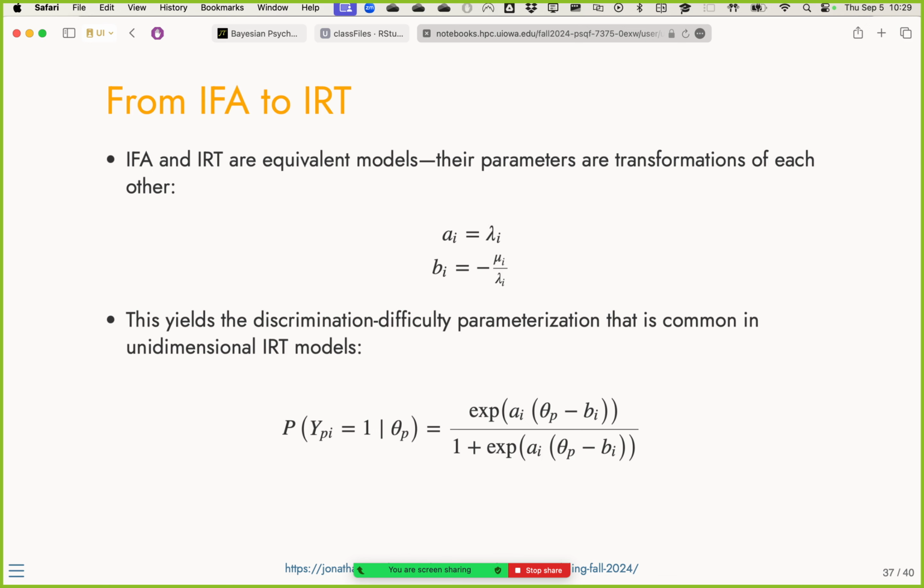All right? So I might say discrimination. I might say loading. They both mean the same thing. Or I might say slope. That may say the same thing. Slope, loading, discrimination. All of those mean the same thing.